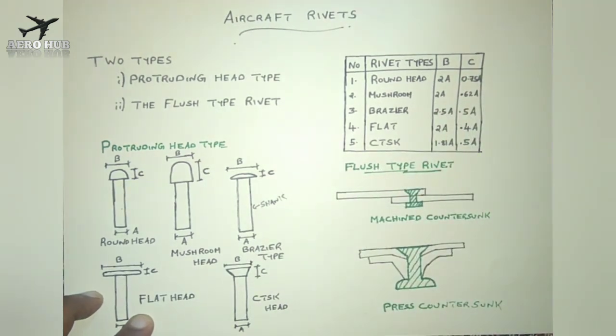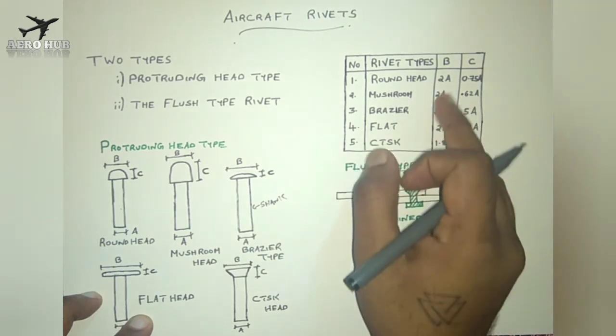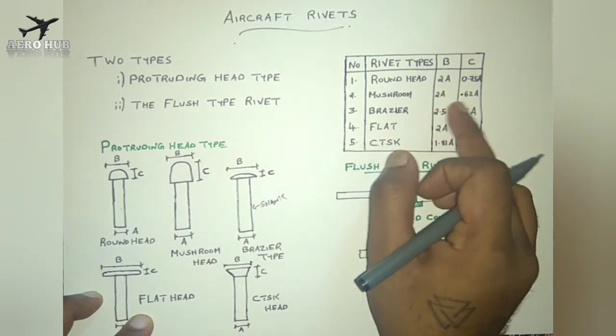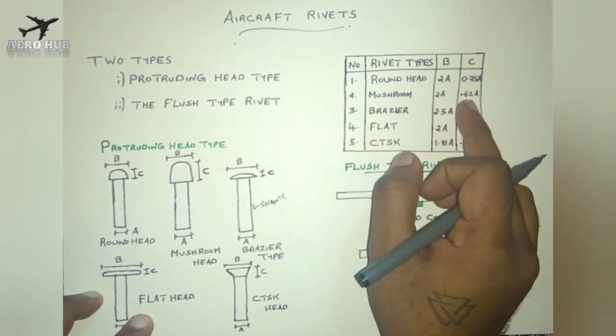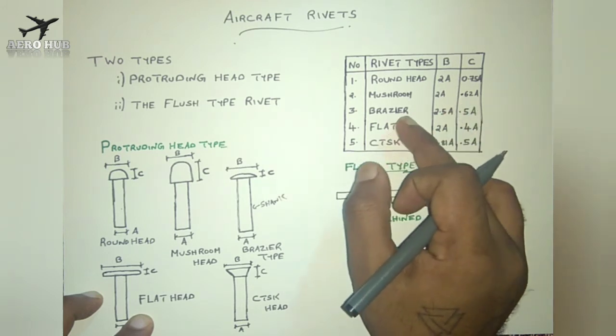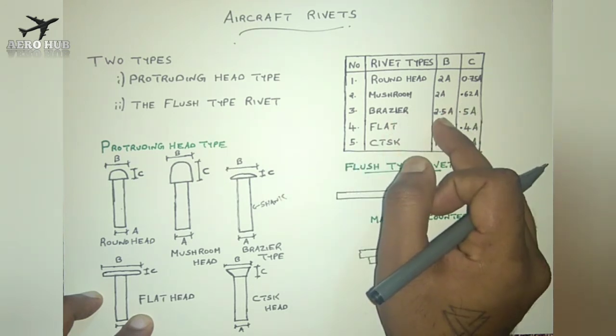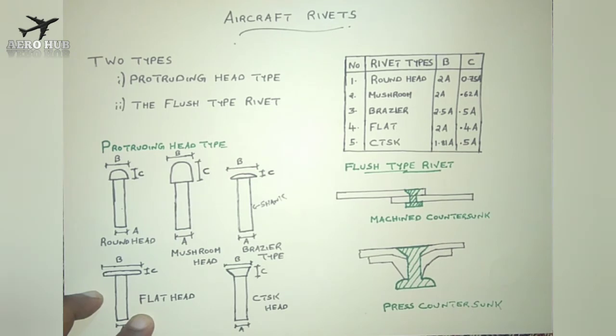For mushroom head type, the value of B is 2A and the value of C is 0.625A. For brazier type, the value of B is 2.5A and the value of C is 0.5A. For flat head type, the value of B is 2A and the value of C is 0.4A. And for countersunk type, the value of B is 1.81A and the value of C is 0.5A.